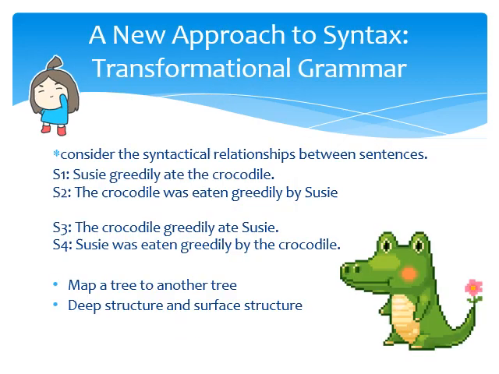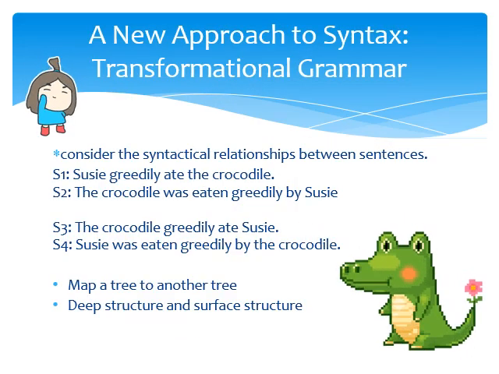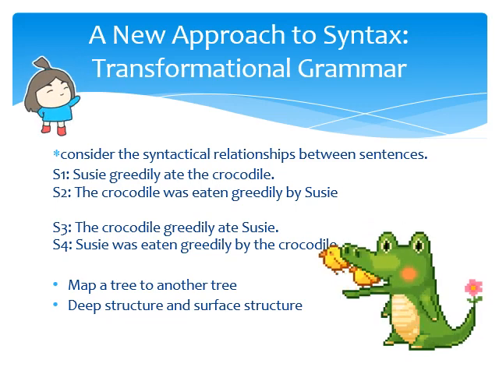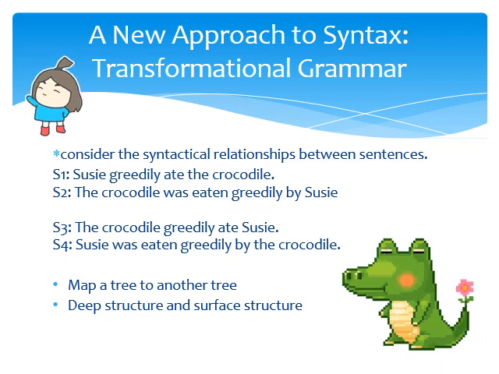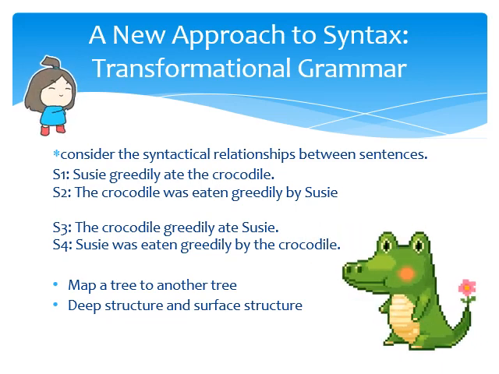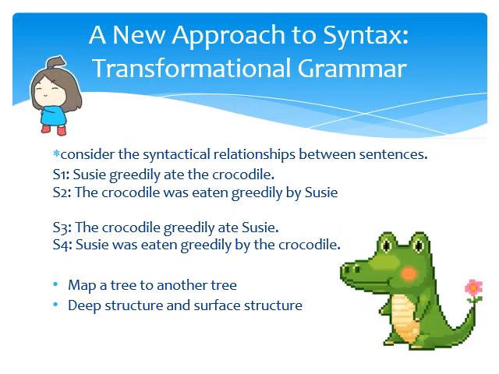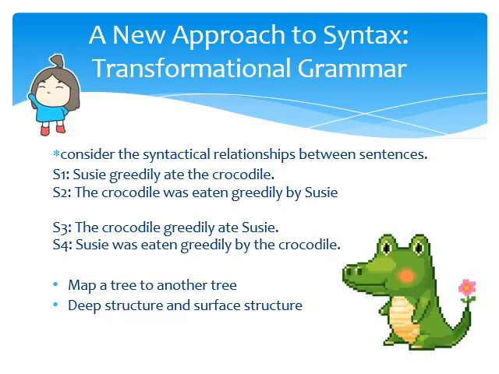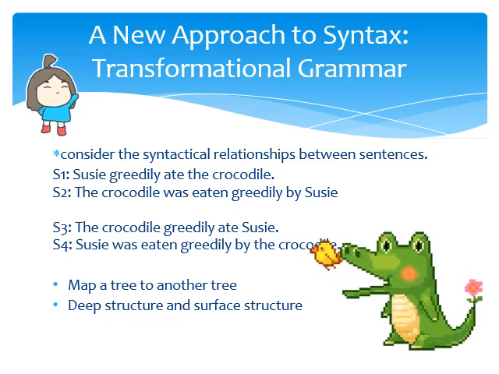Okay? A new approach to syntax, which is transformational grammar. So let us now look at the following sentence. Consider the syntactical relationship between the sentences. Susie greedily ate the crocodile. Next sentence. The crocodile was eaten greedily by Susie. Third sentence. The crocodile greedily ate Susie. Sentence 4. Susie was eaten greedily by the crocodile.